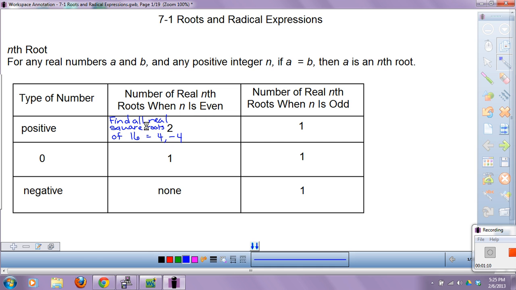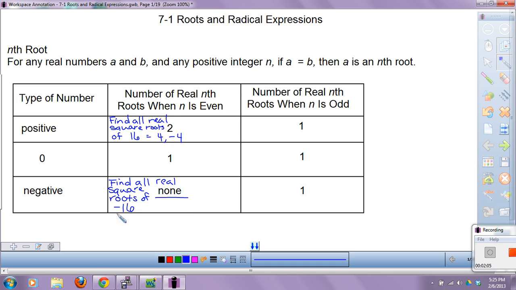And so n is even, because we're taking the square root, square being 2, so that's your n, that's even, and then the positive number being 16. So let's look at what happens when it's negative 16. Find all real square roots of negative 16, meaning what number times itself would give you negative 16. There isn't one.